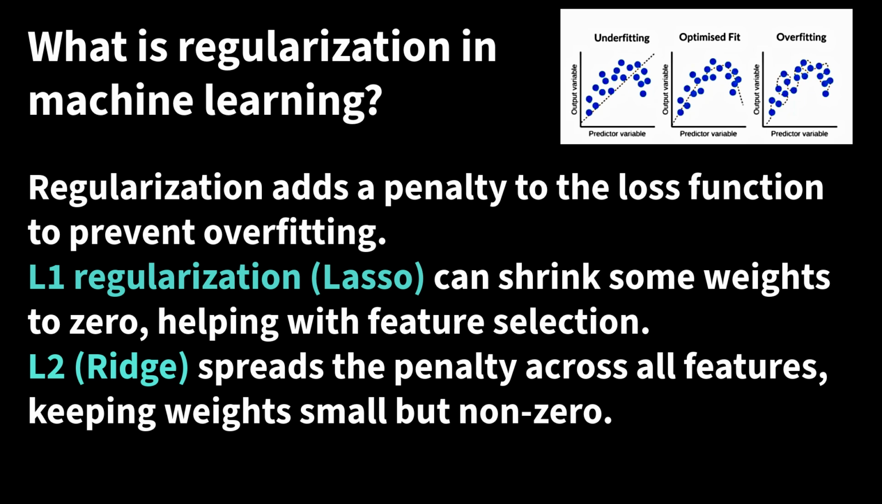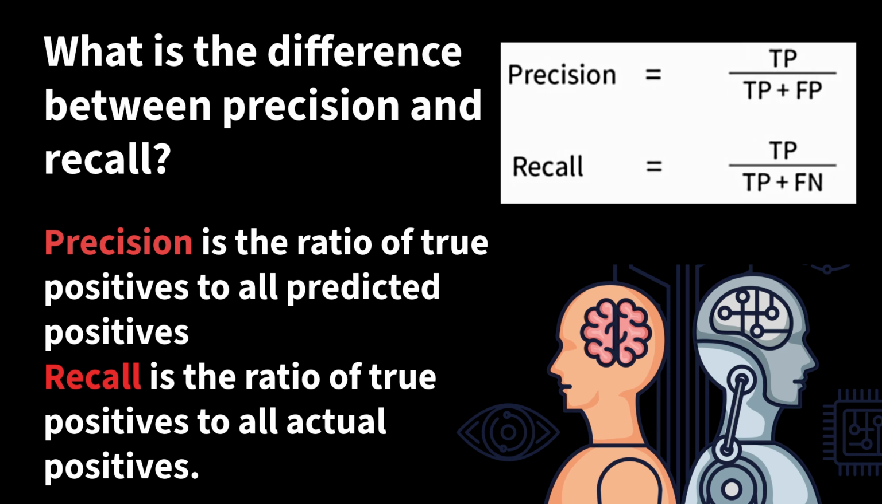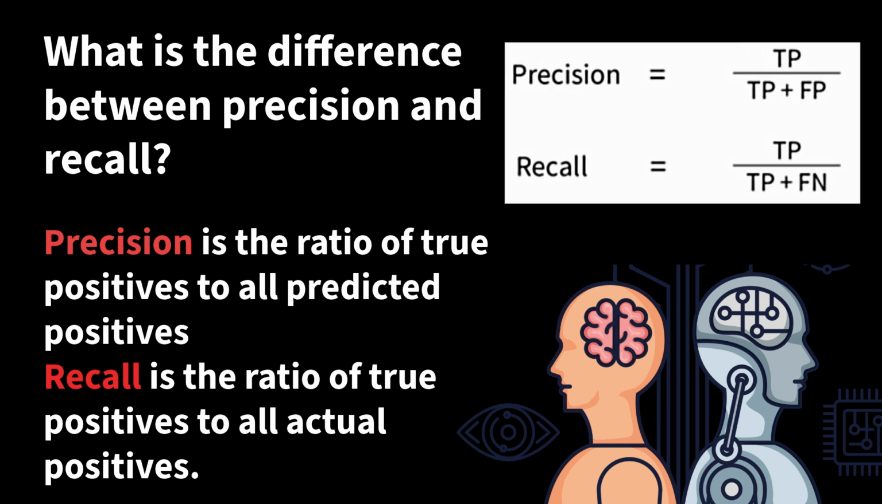text or bioinformatics. What is the difference between precision and recall? Precision asks how often you are right. Recall asks how many you caught. Precision is the ratio of true positives to all predicted positives. It tells you how many of your positive predictions were correct. Recall is the ratio of true positives to all actual positives. It tells you how well you identified all relevant cases. In fraud detection, recall is often more important. You'd rather catch all frauds even if some legitimate transactions get flagged. In contrast, precision matters more in spam detection, where false alarms annoy users.